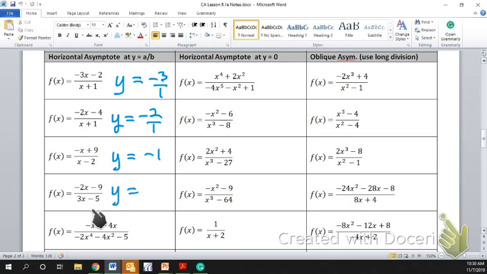What's my horizontal asymptote on this one? Negative 2/3. What's my horizontal asymptote on this one? Positive 1/2, because you have negative 1 over negative 2, so y equals 1/2. So anytime your highest powers are the same, that's your horizontal asymptote. Does that make sense?